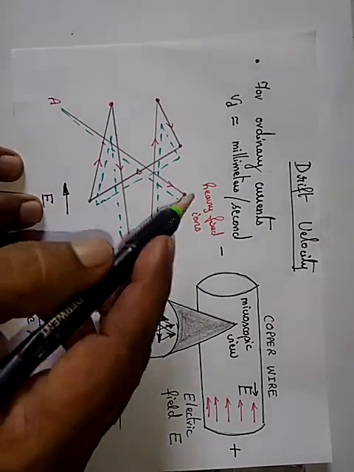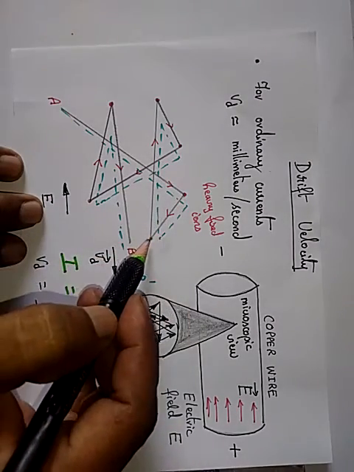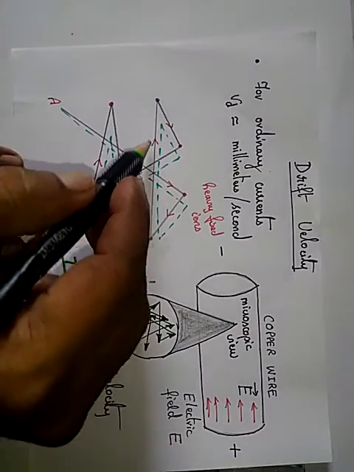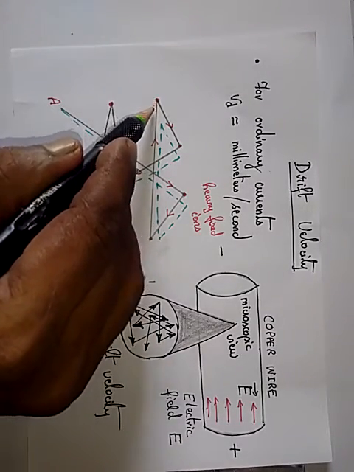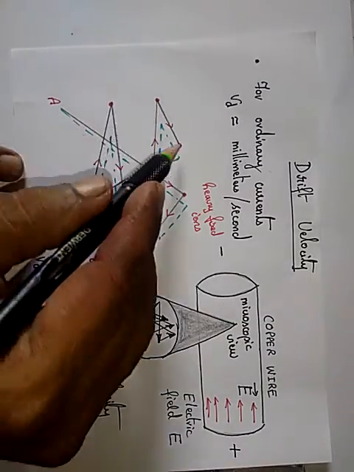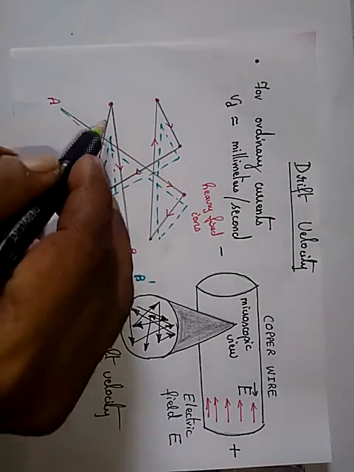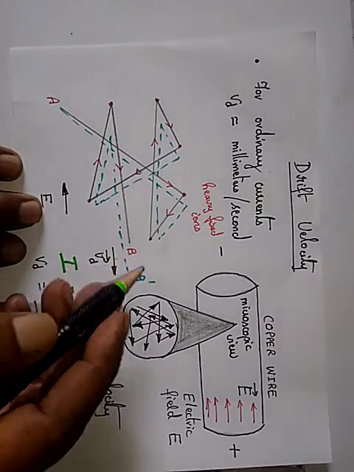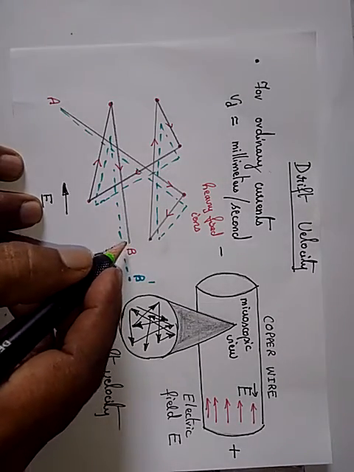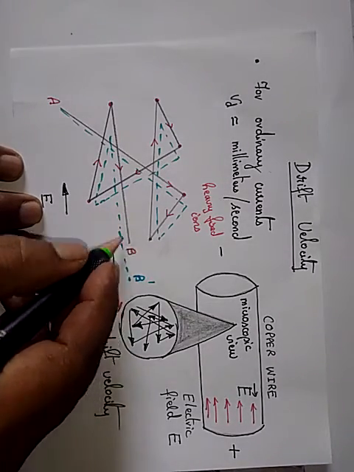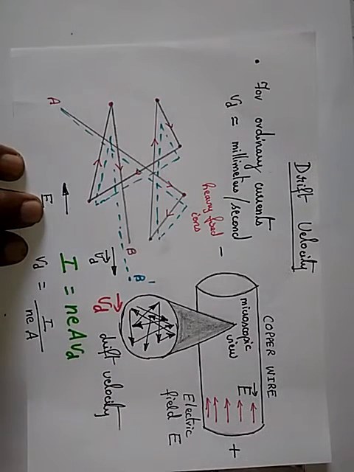So from A, it goes here, then it is diverted to this point, then it goes here. So in all the cases the speed is the same. Then it hits back here, and finally it emerges towards B. So this is the final point.